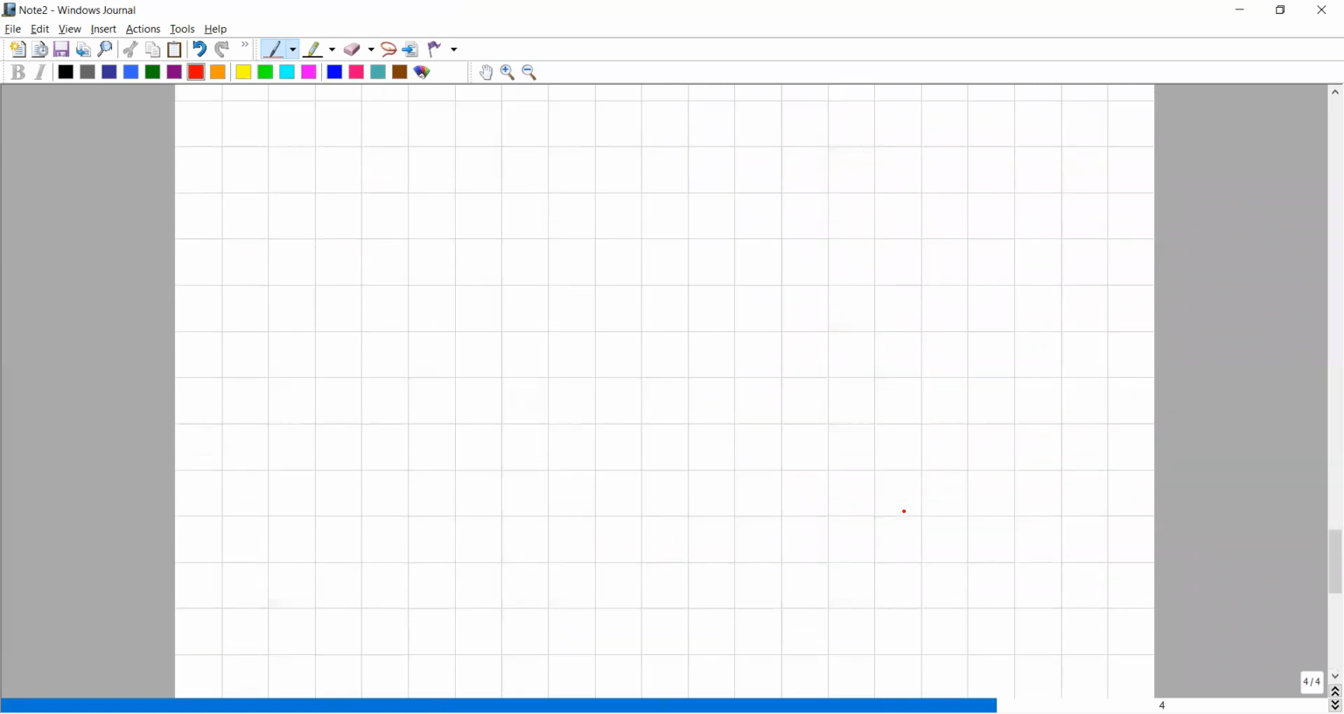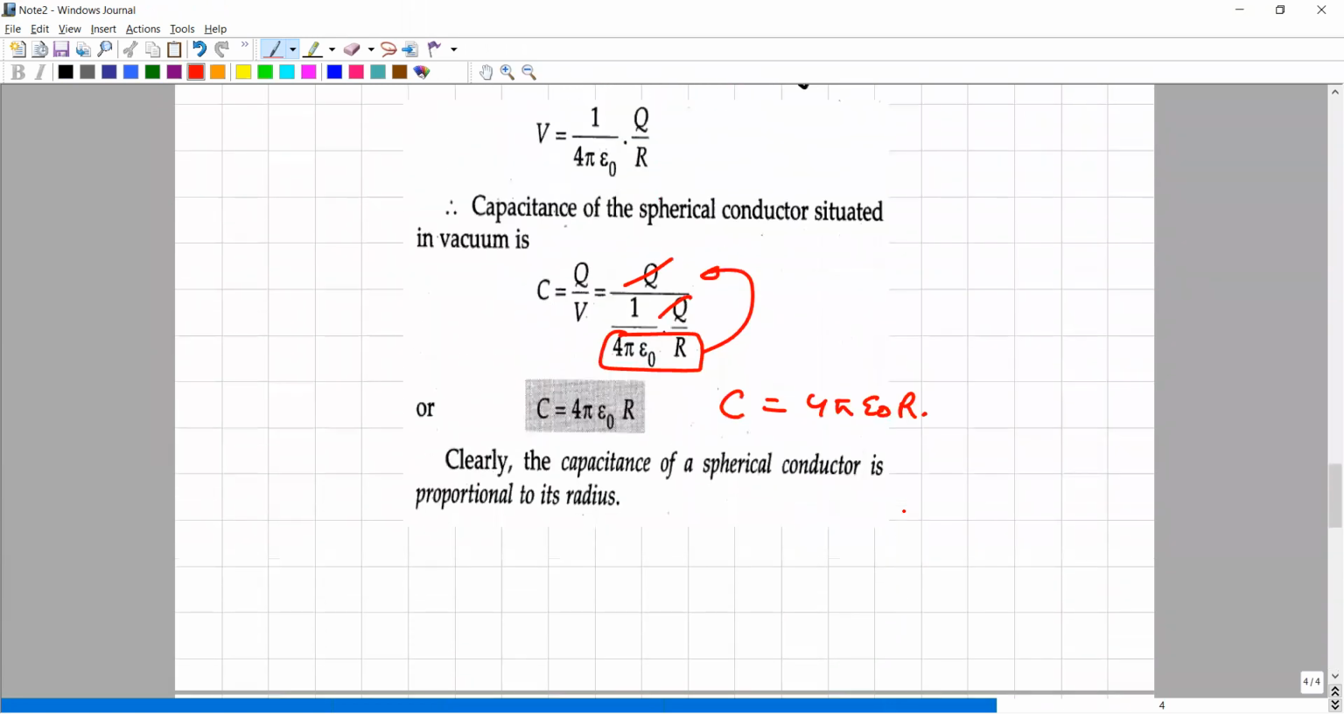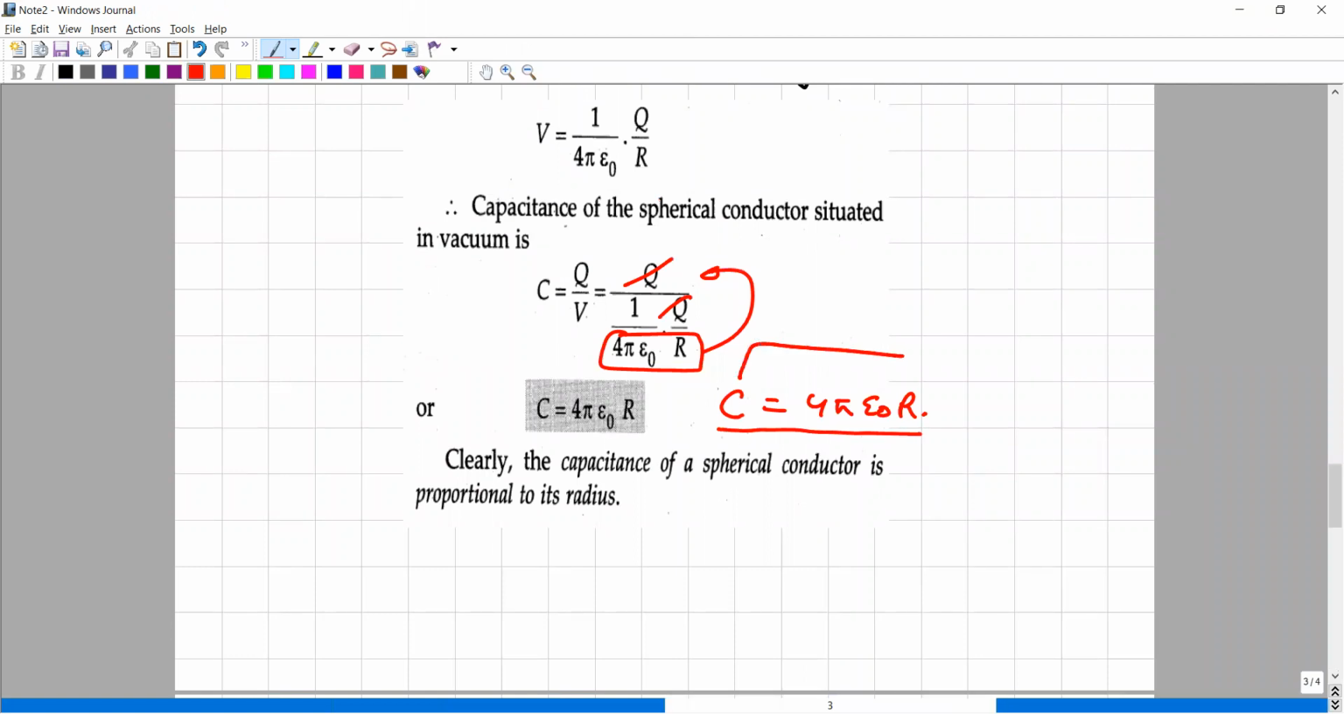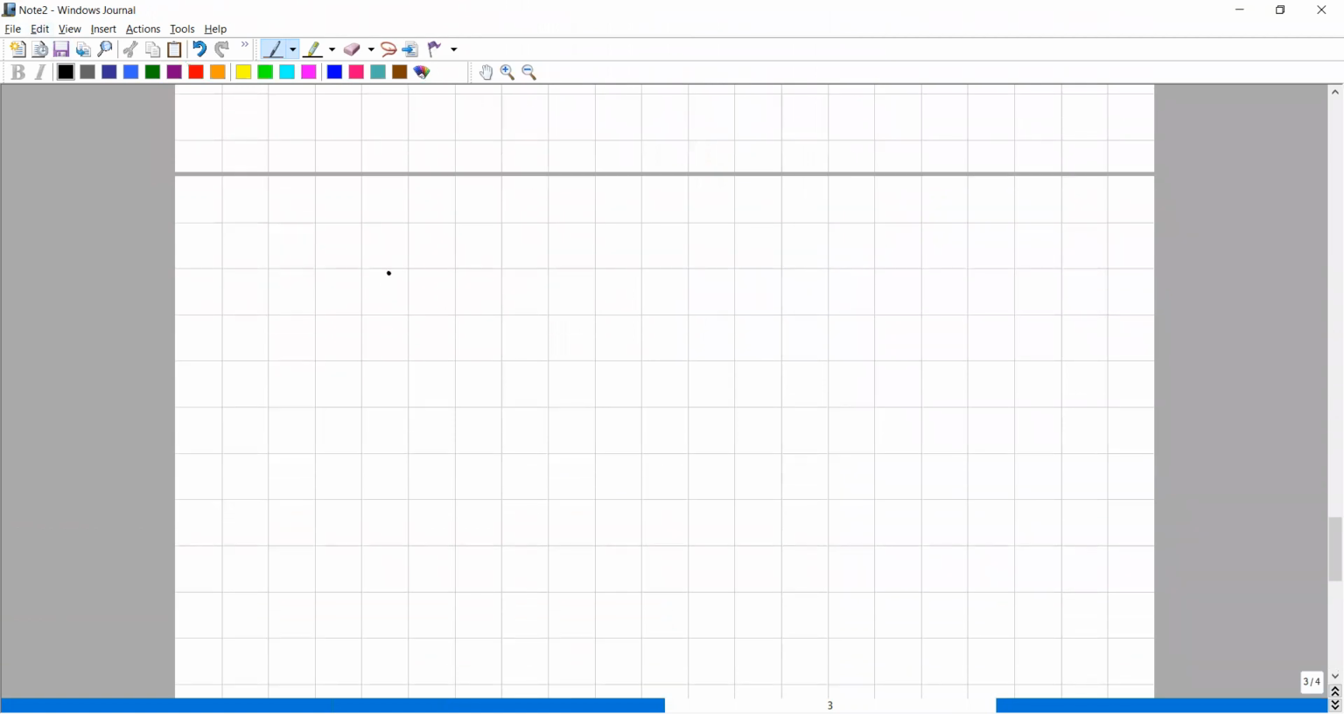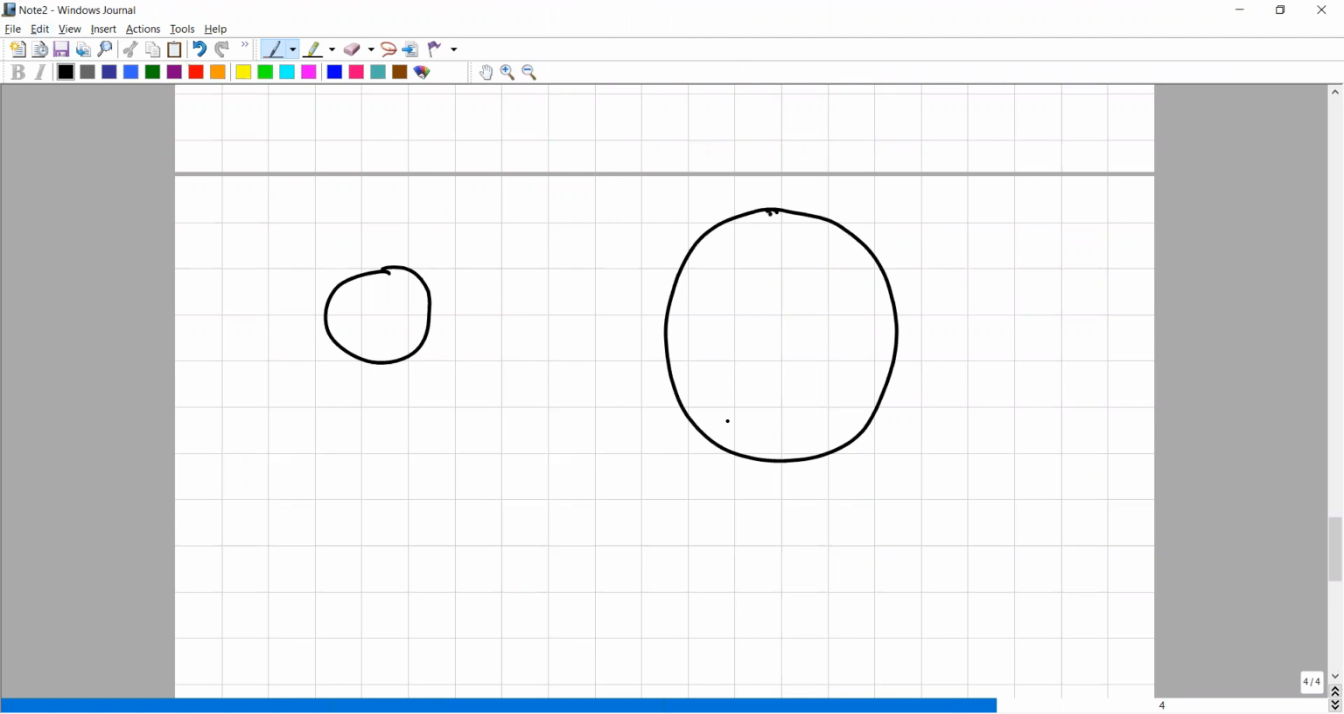This also means that capacitance is proportional to radius. Proportional to radius means if there is a larger capacitor, if there is a bigger capacitor, it will have more ability to hold a charge.